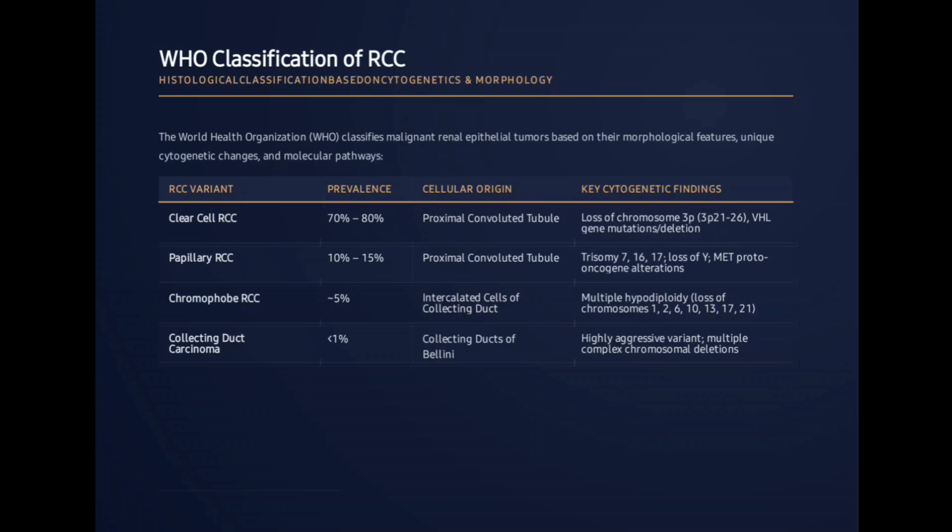Whereas in papillary RCC, its prevalence is 10 to 15%. Cellular origin is the proximal convoluted tubule, same as that of clear cell RCC. In the findings, we see trisomy of chromosomes 7, 16, and 17 and MET proto-oncogene alteration. Chromophobe RCC has a prevalence of 5%, with intercalated cells of the collecting duct as the cellular origin; multiple hypodiploidy is seen. In collecting duct carcinoma, prevalence is less than 1%. The cellular origin is the collecting duct of Bellini, which is a highly aggressive variant. Multiple complex chromosomal deletions are seen.